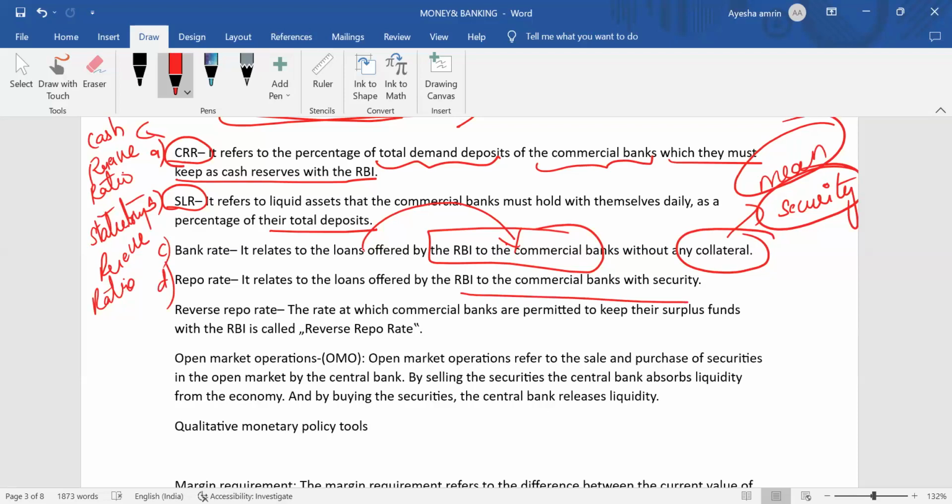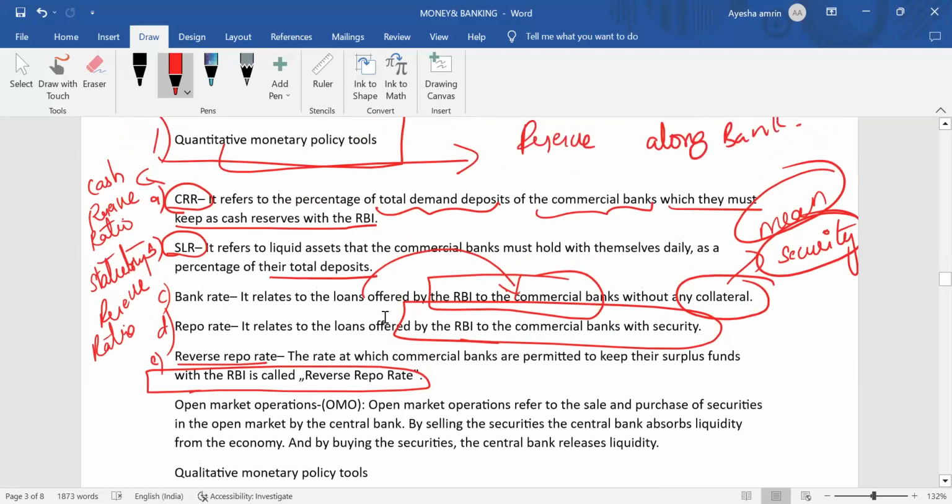Okay. For some kind of security purposes. Repo rate relates to the loans that are given by RBI to commercial banks along with your security. And what is this reverse repo rate? Reserves that commercial banks are permitted to keep as surplus funds with the RBI is called the reverse repo rate. And these 4 are very important from the point of view of your exam.